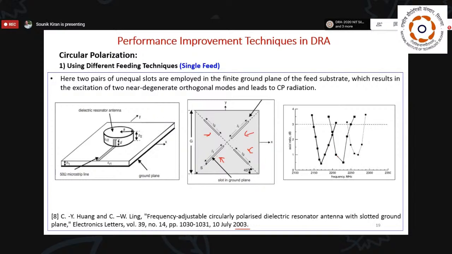And in this movement, there are three graphs we can see. It depends upon the dielectric resonator radius and height ratio. They have clearly shown that the axial ratio can be retuned, can be tuned for any frequency. By using the same technique, they have clearly shown how this axial ratio can be tuned for different frequencies.